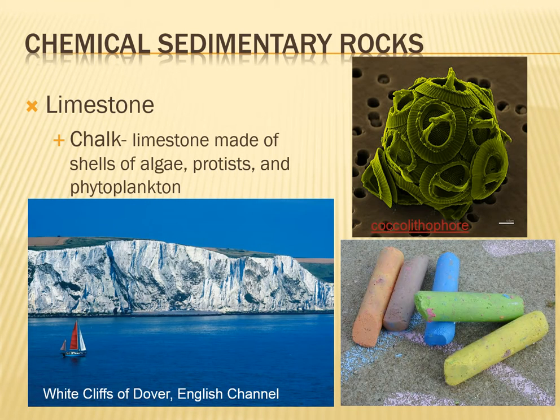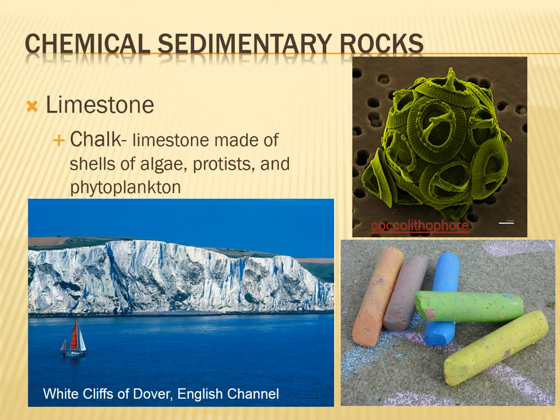Another limestone is called chalk. Now you've hopefully written with chalk at some point in your life, and there's a picture there on the bottom right. Most of that's synthetic, but chalk's a real material. It's a type of limestone, and it's made out of an accumulation of shells of algae, protists, and phytoplankton. One of those phytoplankton, and one of my favorites, is this little critter on the right here. That's a coccolithophore.